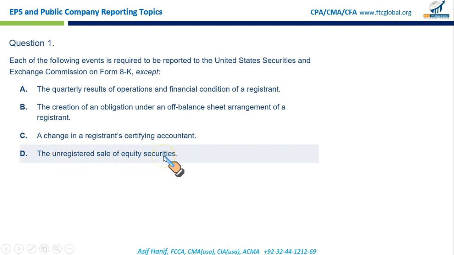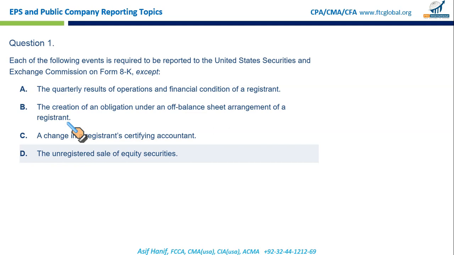unregistered sale of equity securities, an element to be disclosed in 8-K. Change in our registrant's certifying accountant needs to be reported in 8-K. The creation of an obligation under an off-balance sheet arrangement of our registrant, the company, it is also to be reported in the Form 8-K, assuming that it's a significant event.